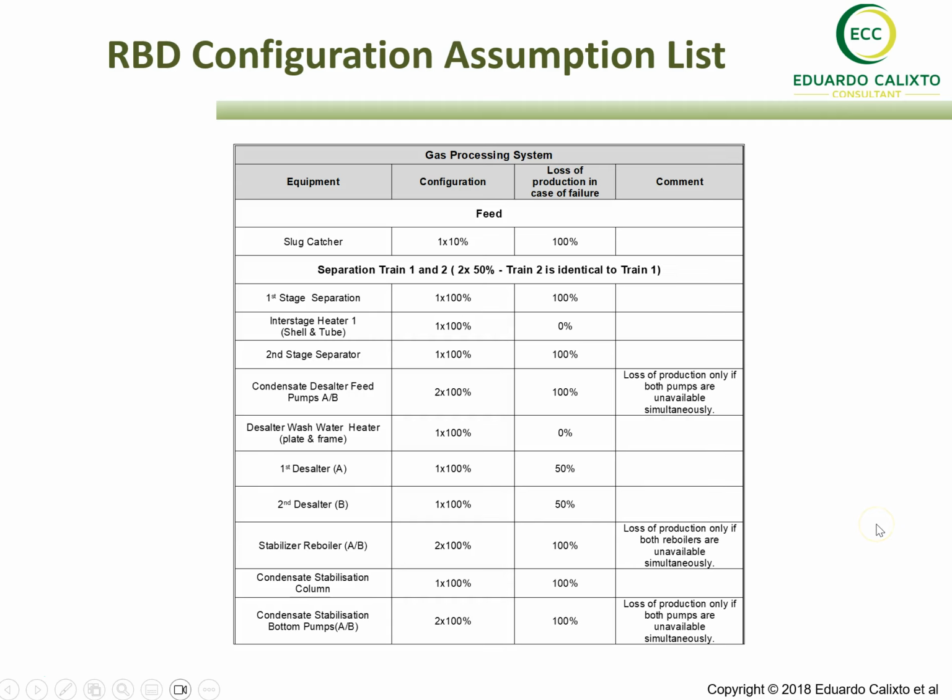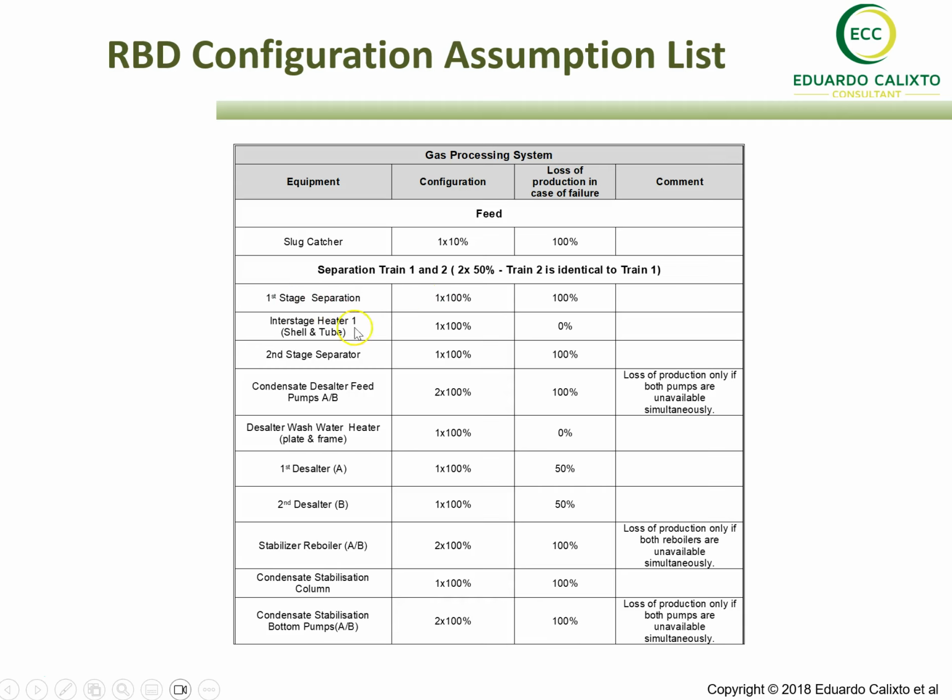And then of course, before building the RBD, I need to build up an RBD configuration assumption list. So in this configuration assumption list, here is one of the very simple ones, where we consider that we have one of each equipment. Here we have one stage separation.